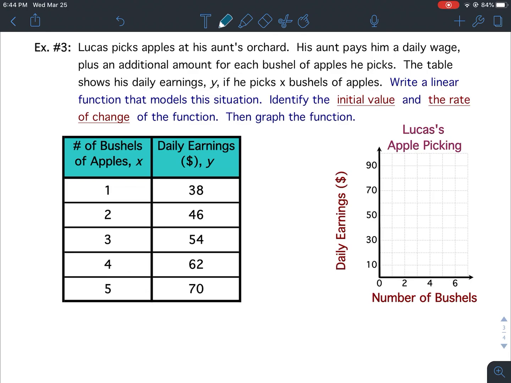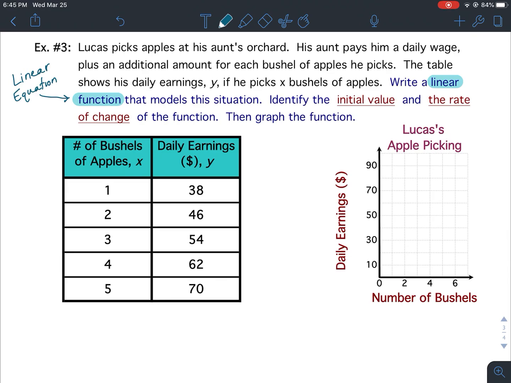So in the chart, it's telling you if he picked 1 bushel of apples, he's going to make $38 for that day. If he picks 2 bushels of apples, he'll make $46 that day, and so forth. It is telling us that this is linear. Go back up to the paragraph and see where it says write a linear function. That's just another way of saying write a linear equation. So let's put linear equation. When they say write a linear function, that means just write your linear equation, your y equals mx plus b.